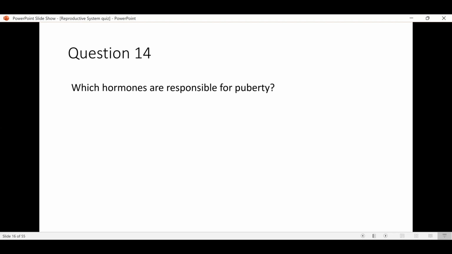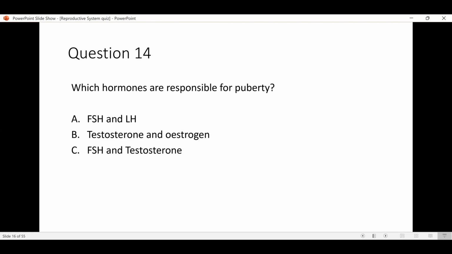Question 14. Which hormones are responsible for puberty? FSH and LH, so that's follicle stimulating hormone and luteinizing hormone, testosterone and estrogen, FSH and testosterone, LH and estrogen.